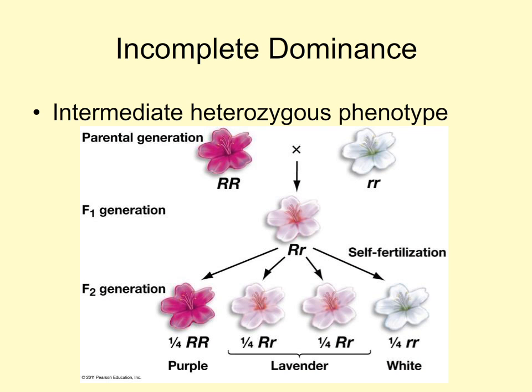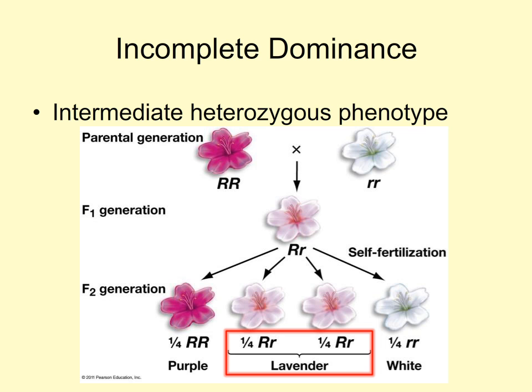Incomplete dominance is when the heterozygote does not display the dominant trait. Instead, an intermediate phenotype is observed. In morning glory plants, we see three different flower types: purple, lavender, and white. The purple phenotype is due to a genotype of two alleles that produce a purple pigment. The white phenotype is due to a genotype of two alleles that produce no pigment. The lack of pigment results in the white-colored flowers. And the heterozygote has lavender flowers.